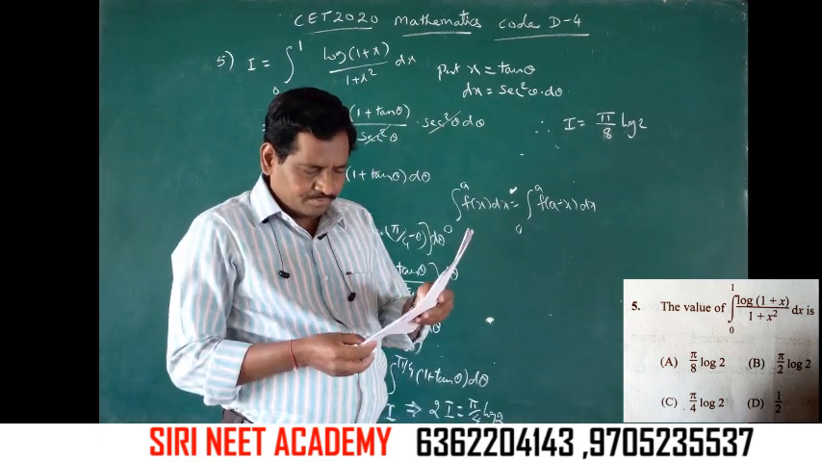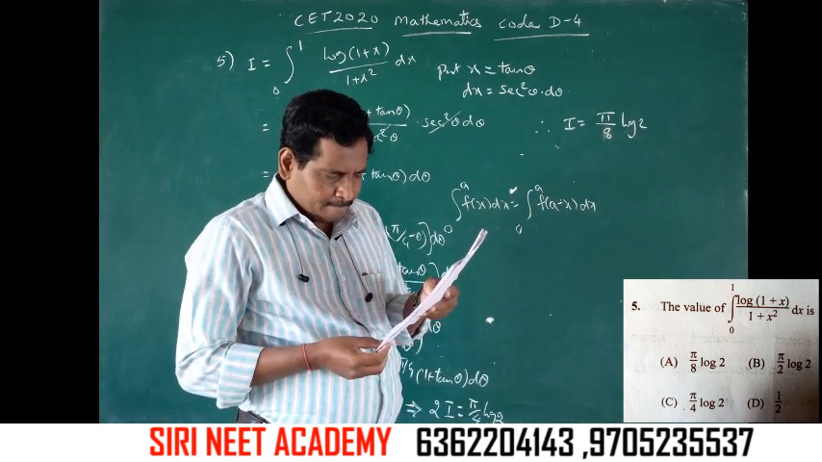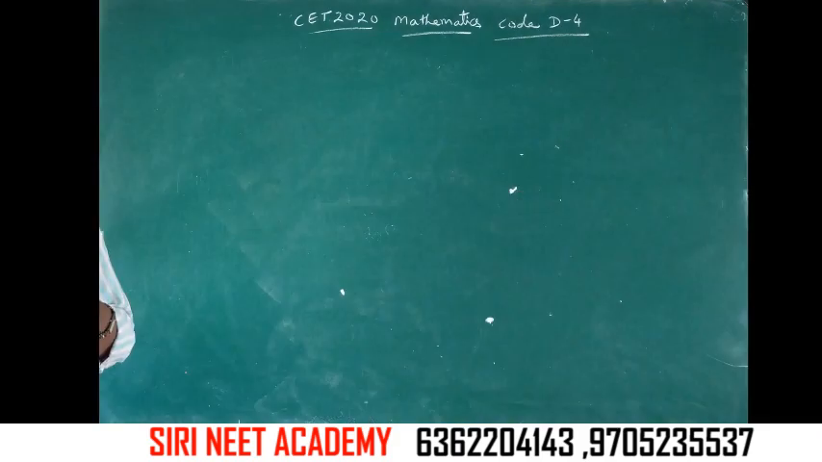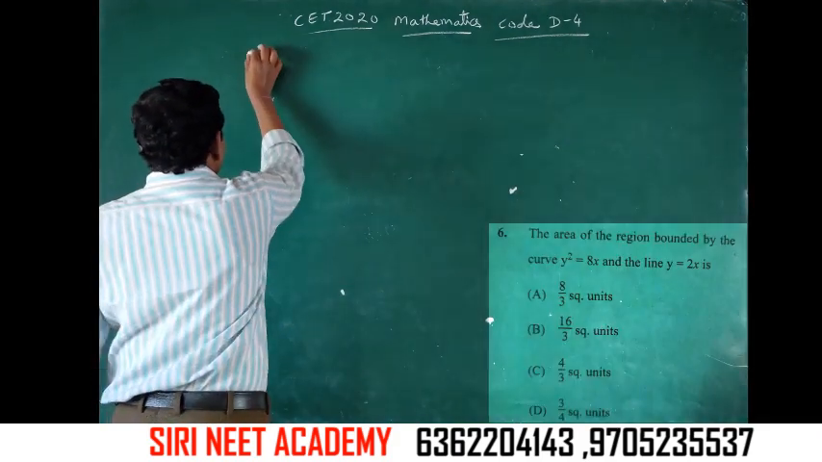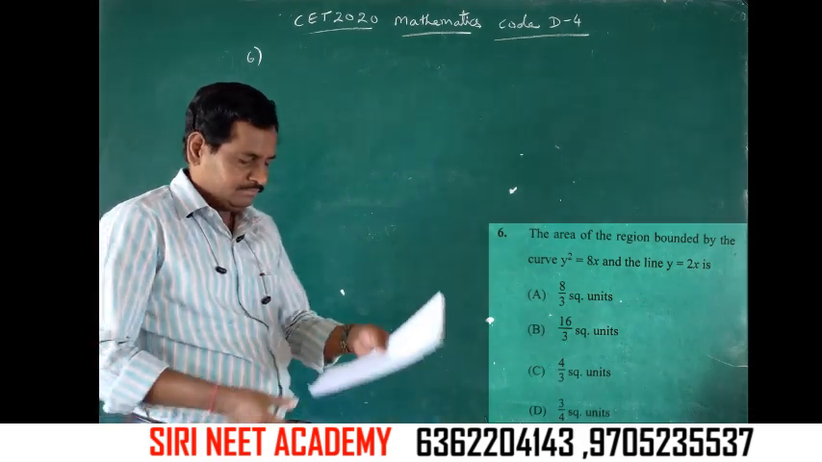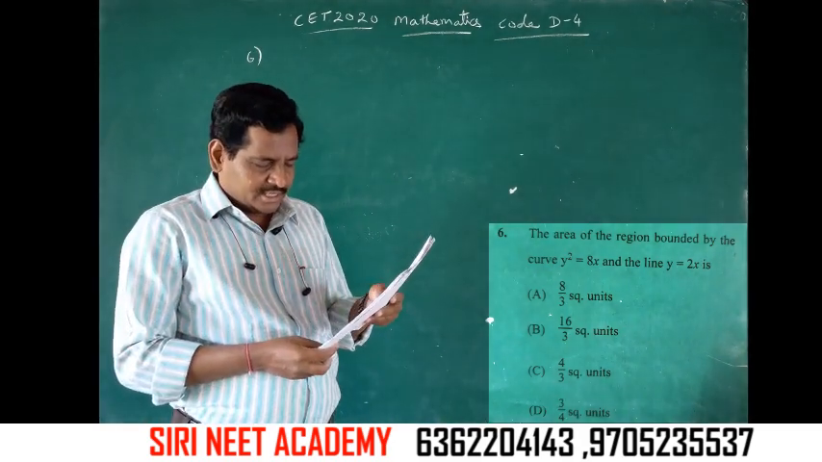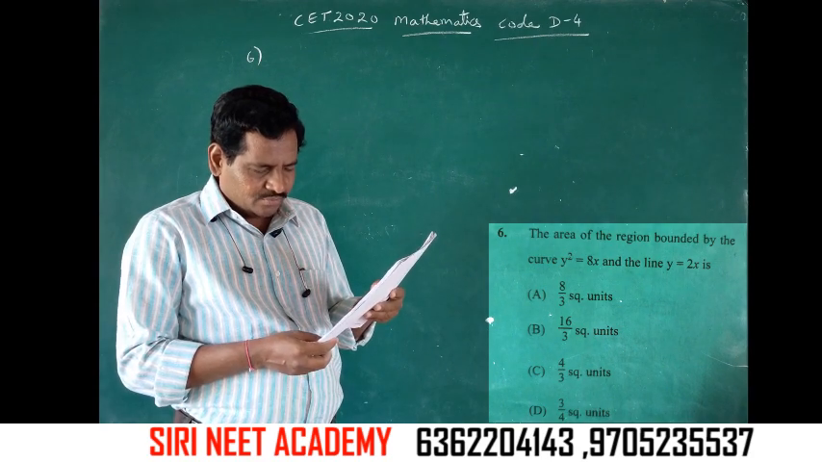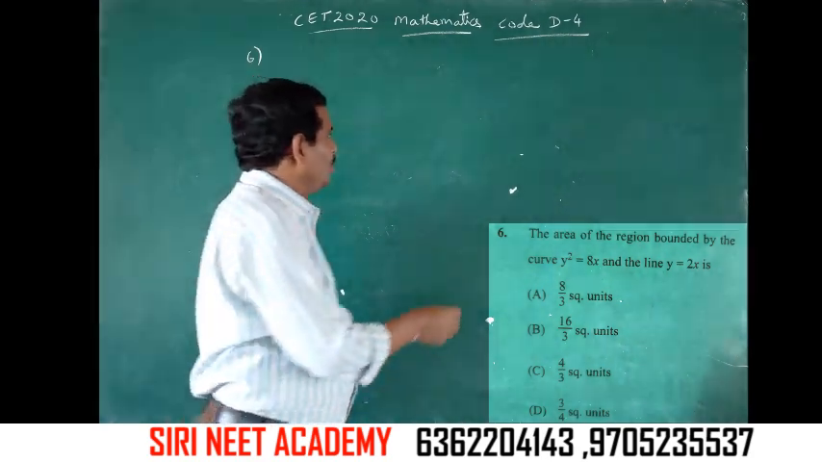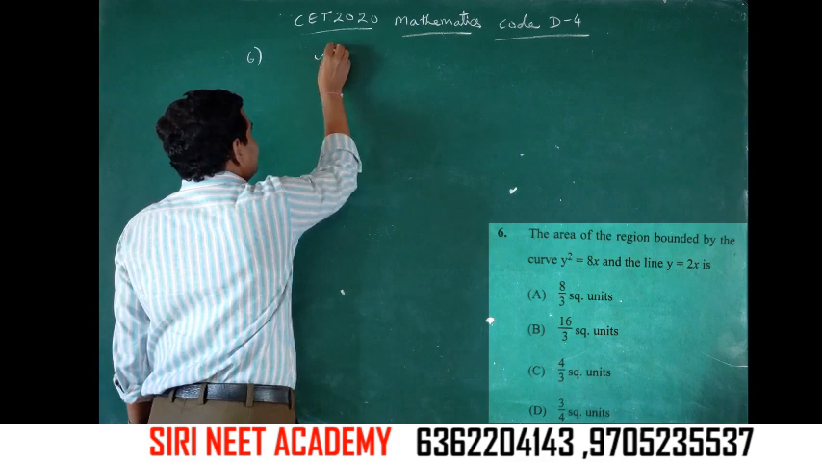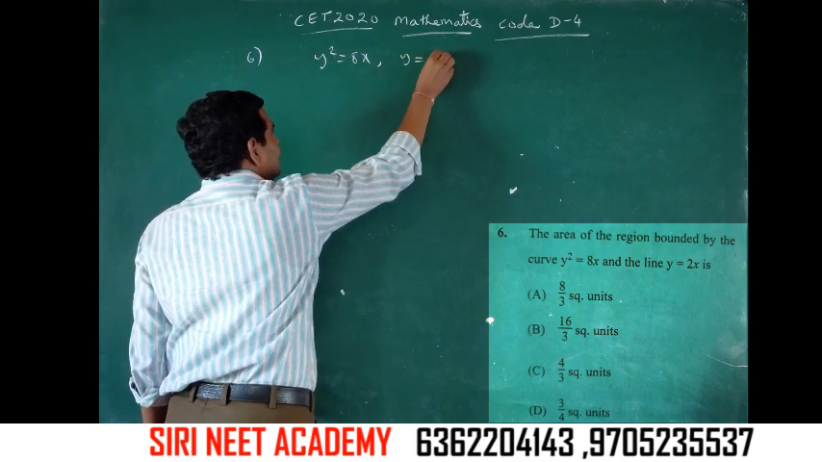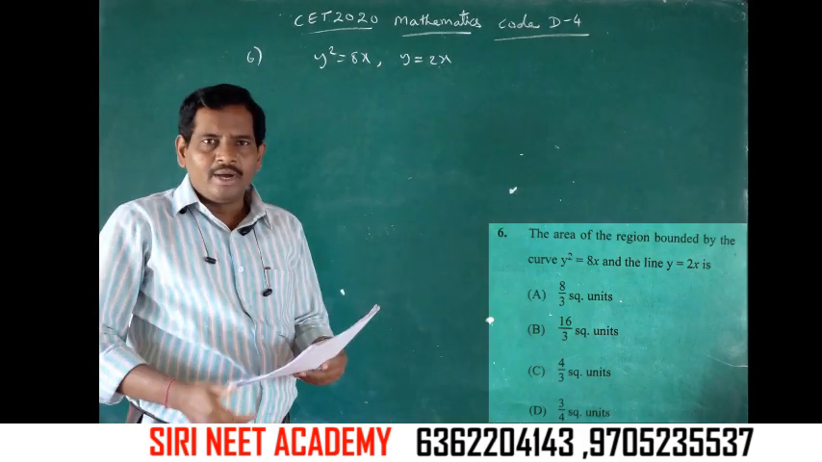So option A. Question number 6. This is from areas. The area of the region bounded by the curve y square is equal to 8x and y is equal to 2x. First one is y square is equal to 8x, a parabola, and y is equal to 2x, a straight line passing through the origin.